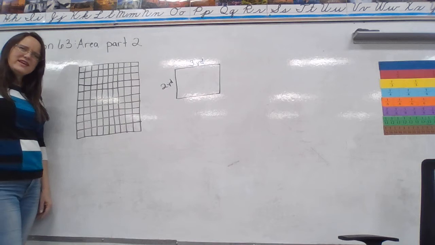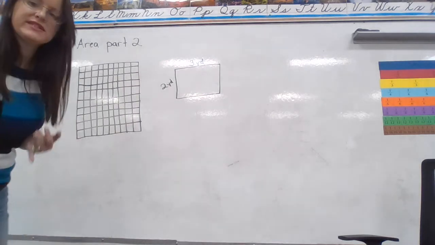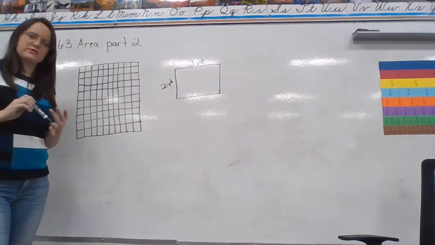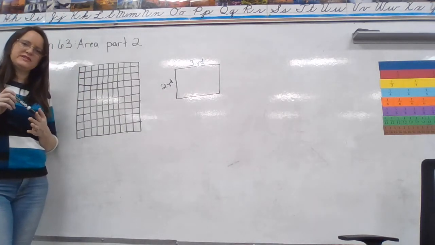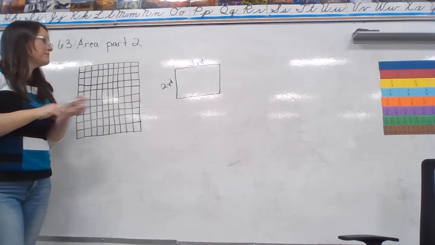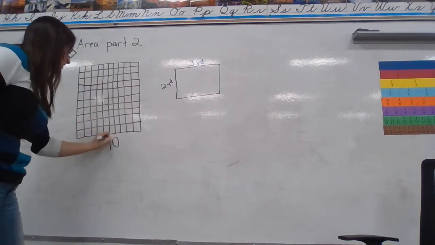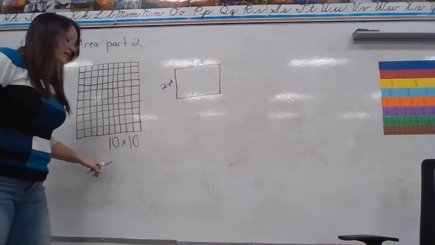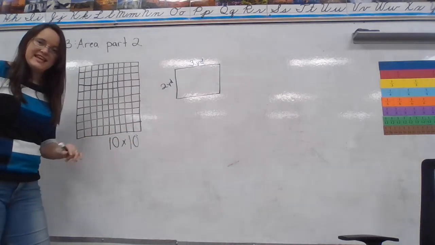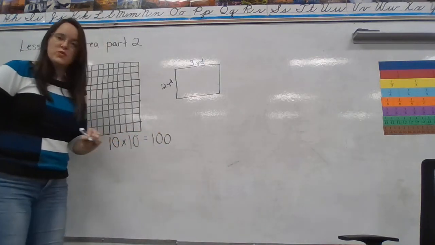Well, what kind of equation can I write that would show 10 groups of 10? Do we add to find groups? Do we subtract? Do we multiply? Do we divide? To find 10 groups of 10, we want to multiply. So I could also figure out this problem by knowing what 10 times 10 is. 10 groups of 10, or 10 times 10, is 100.